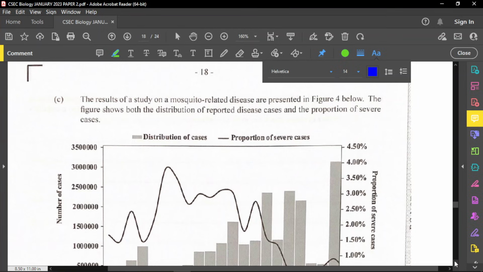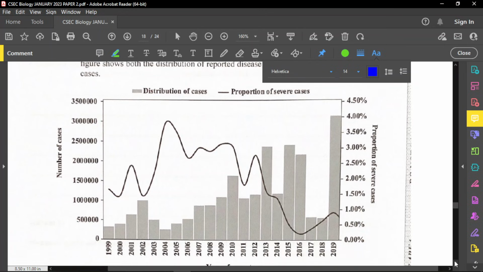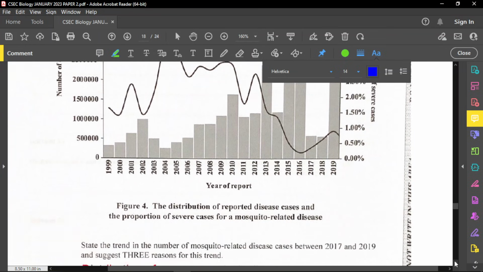The figure shows both the distribution of reported disease cases and the proportion of severe cases. Notice the bars represent the distribution of cases, while the line graph represents the proportion of severe cases. You have the number of cases on the left and the proportion of severe cases on the right, and the year is at the bottom.